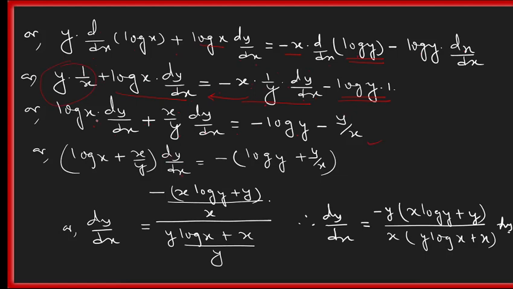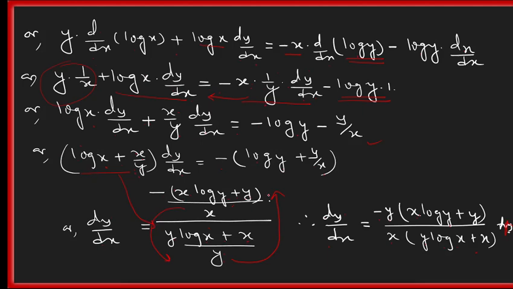Then taking dy by dx common, log x plus x by y equals minus, taking common, log y plus y by x. Then dy by dx equals minus x log y plus y by x, taking x common, and this goes to divide: y log x plus x by y, taking y common or LCM, y times log x plus x by y here. Then dy by dx equals, it goes down, so minus y times x log y plus y over x, y log x plus x is the answer.